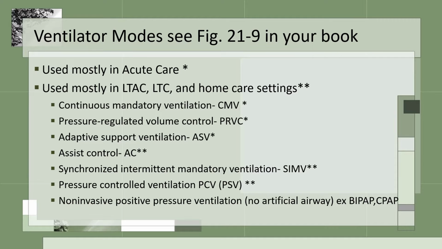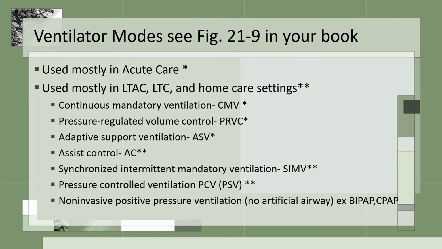The first one being continuous mandatory ventilation. This is when the ventilator controls all breaths. There's no spontaneous breaths by the patient. It has a preset volume, which is also called tidal volume. The goal is complete rest, and the patient will be sedated.